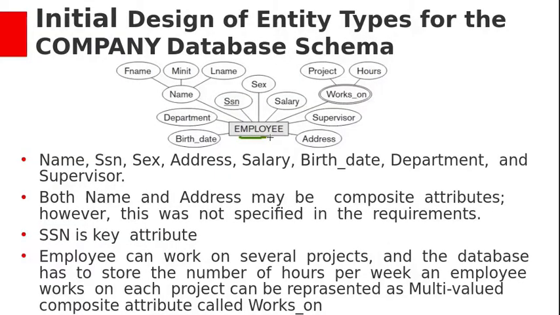Entity type employee with attributes SSN, gender, salary, supervisor, works on, address, birthday, department, and name. Here, name is the composite attribute, which is comprised of simple attributes first name, middle name, and last name. Address may also be a composite attribute, but here it is represented as a simple attribute. Employee can work on several projects, so we need to store hours per week on each project the employee works on. Here, SSN is the key attribute, so it is underlined.